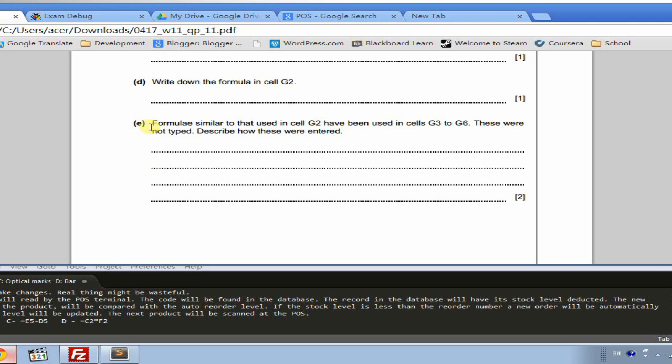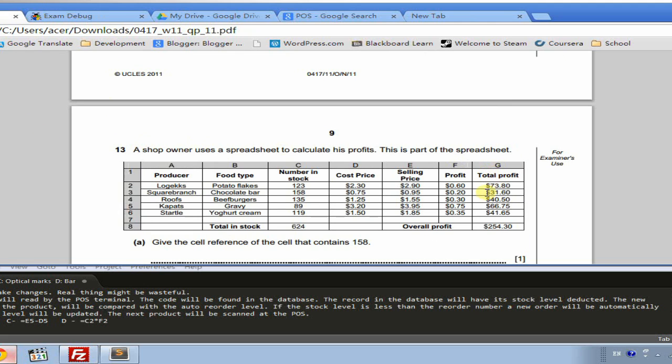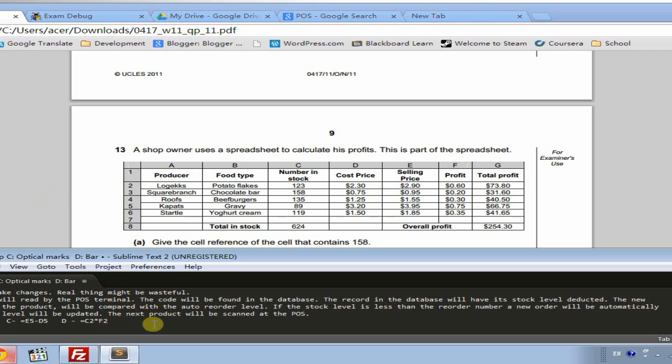Formula similar to that used in cell G2 have been used in cells G3 to G6. These were not typed. Describe how these were entered. So what we're going to be talking about here is going to be relative versus absolute. You could mention the word relative, it might help you get the point, but I think they're more looking for a description of what was done.